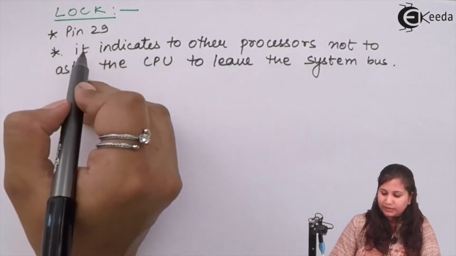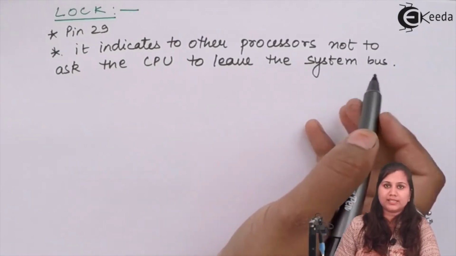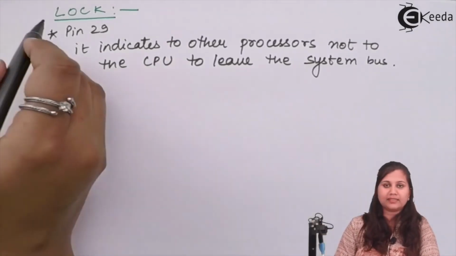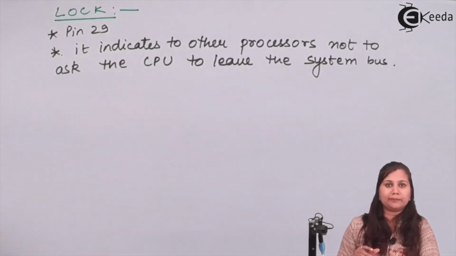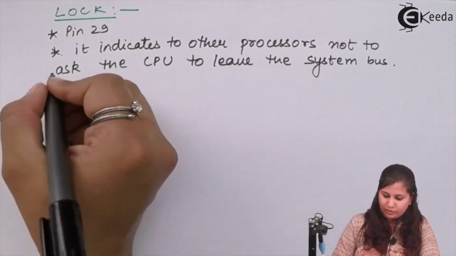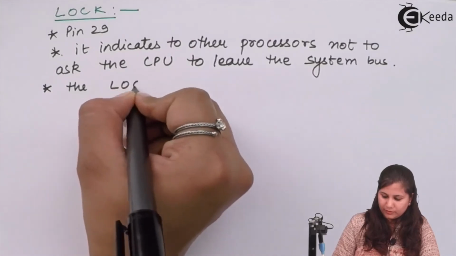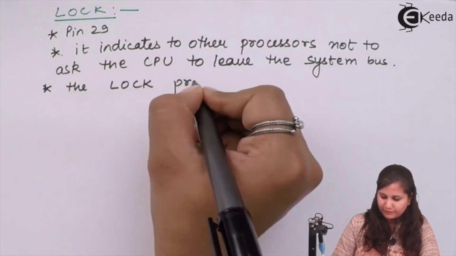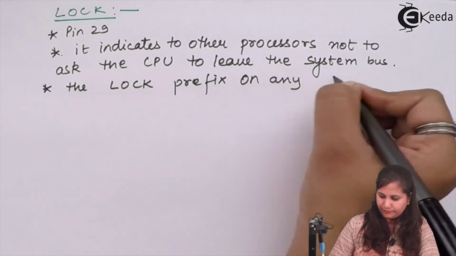So this lock signal indicates to other processors not to ask the CPU to leave the system bus. Now how is this signal activated? This signal can be activated by writing the lock prefix in front of any instruction. So we can write the lock prefix on any instruction.